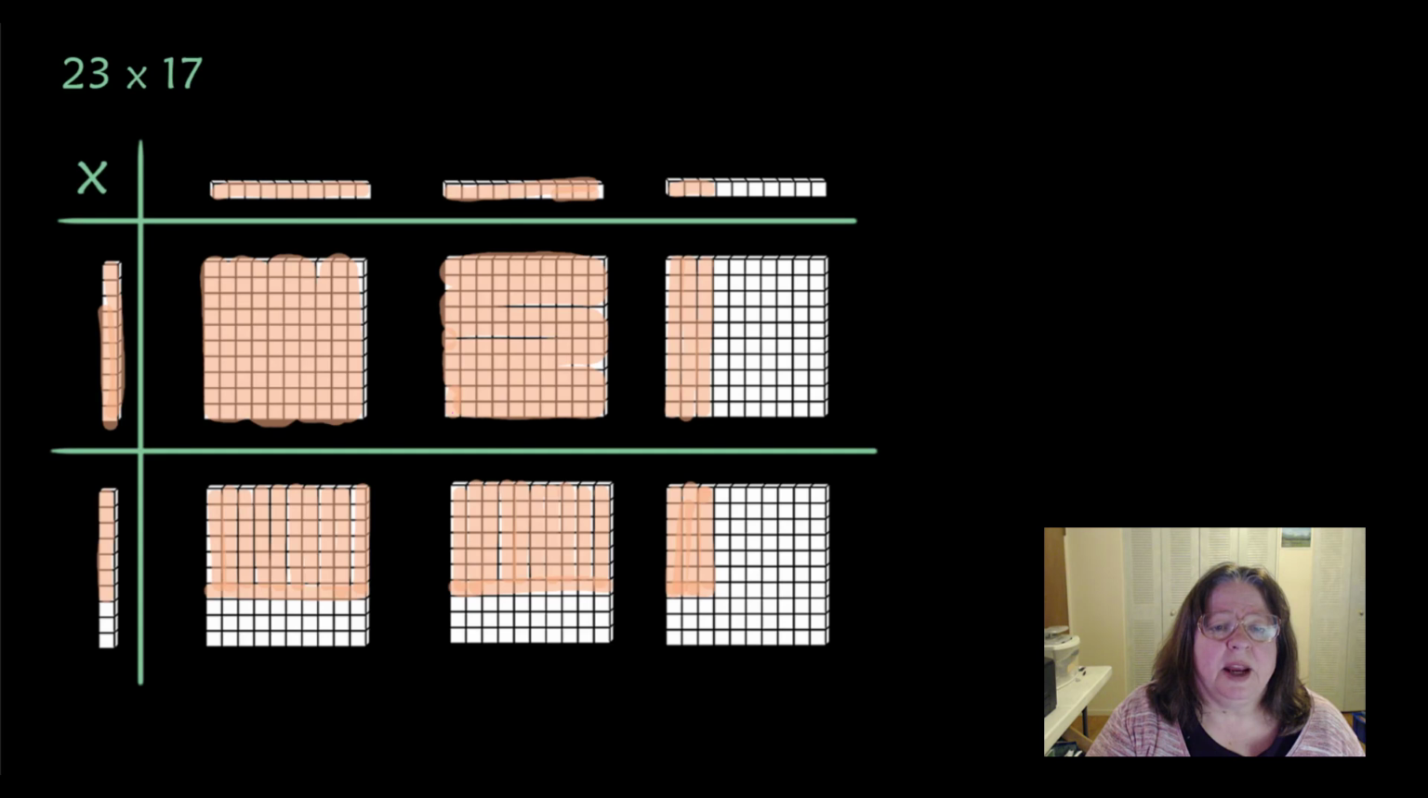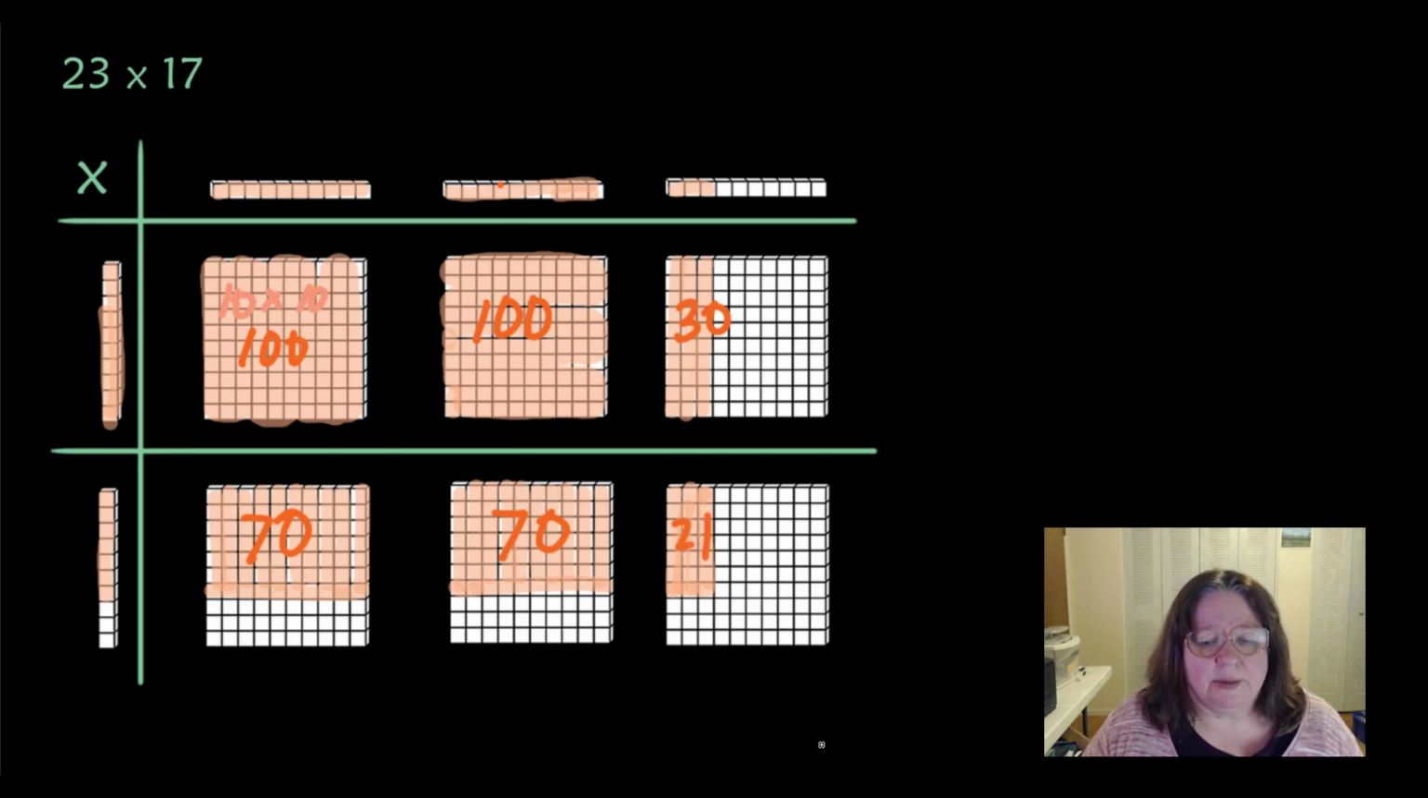Let's add these up now. This is 100. 10 times 10. Oh, let's go something a little darker. 10 times 10 is 100. 10 times 10 is 100. 3 times 10, 30. 10 times 7, 70, and we did exactly the same thing here, and 3 times 7 is 21.